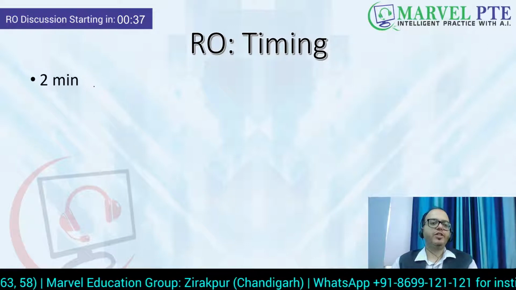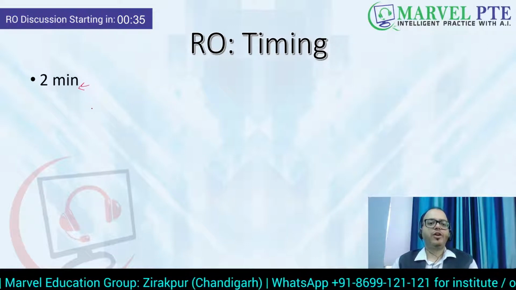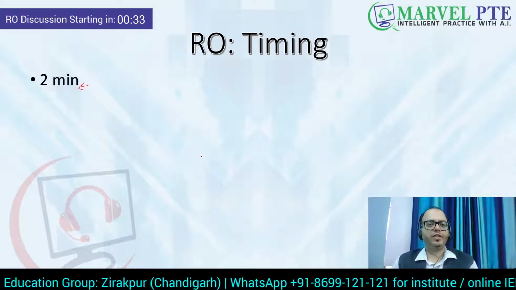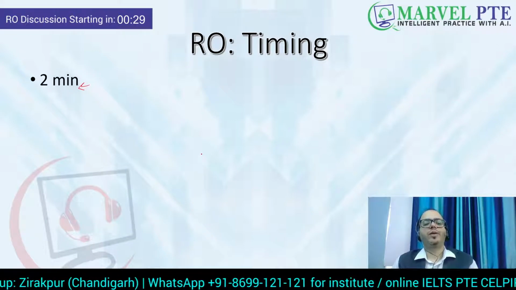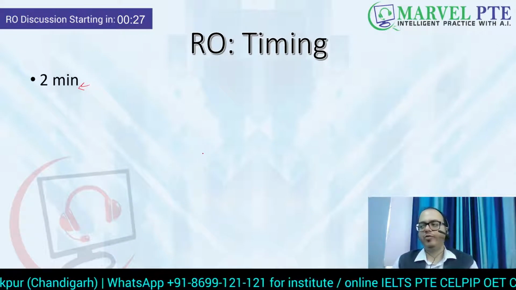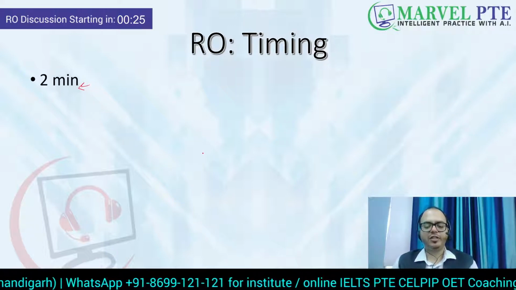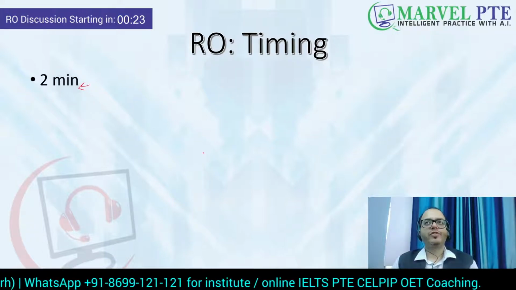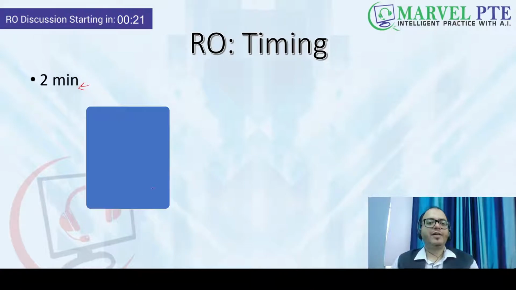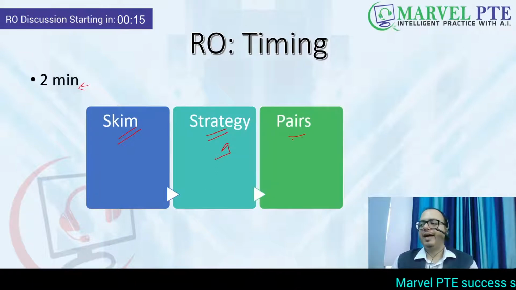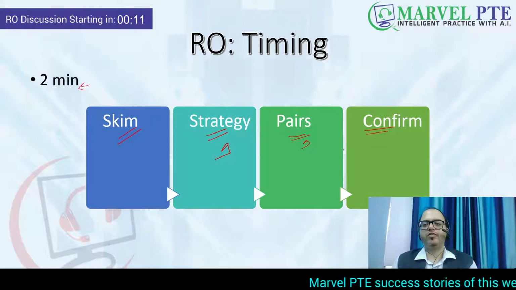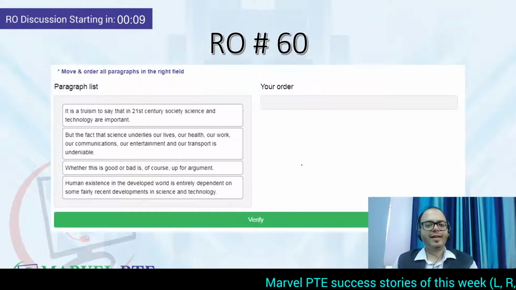So the first thing which you need to remember is that you have to solve your reorder paragraph within 2 minutes. Now, in these 2 minutes, can you read all the sentences of the reorder paragraph and understand their meaning? The answer is no. So what is the right strategy? The right strategy is you have to do the skimming first and then you have to apply strategies and then you have to make pairs. You should focus on pairs and then confirm if all the pairs are correct.